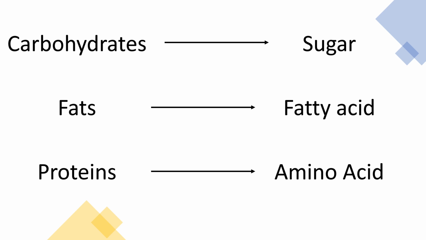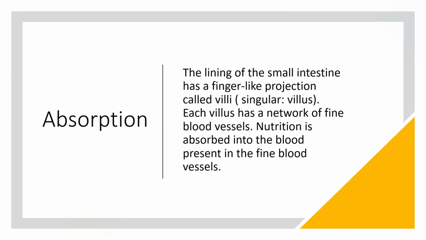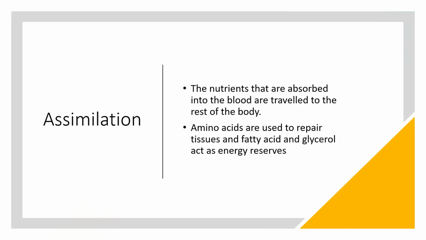Absorption. The lining of the small intestine has finger-like projections called villi, singular villus. Each villus has a network of fine blood vessels. Nutrients are absorbed into the blood present in the fine blood vessels. Assimilation. The nutrients that are absorbed into the blood travel to the rest of the body. Amino acids are used to repair tissues, and fatty acids and glycerol act as energy reserves.